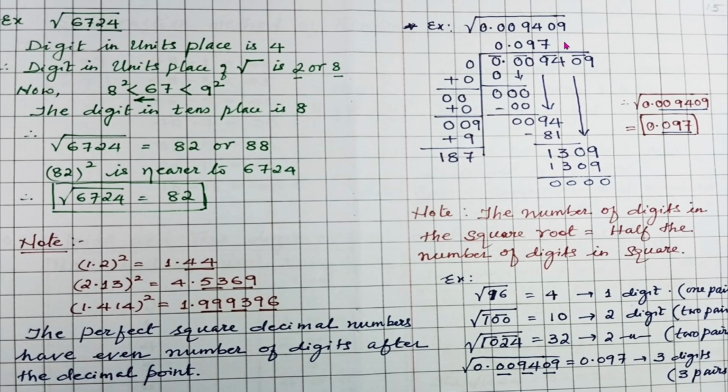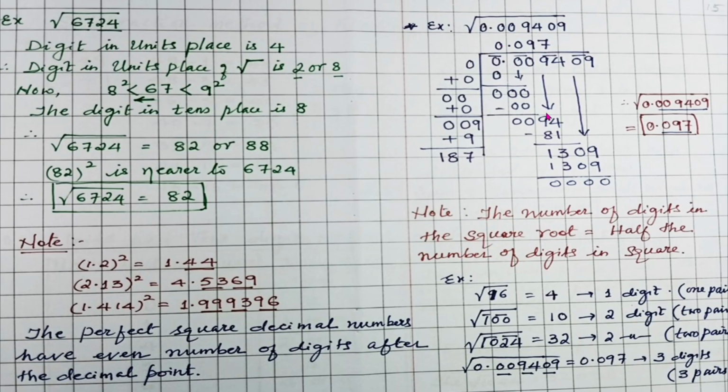Now let us understand how to find out the square root of a given decimal number. Now 0.009409 is the number. We want to find the square root of that, and for that, pair it. So 09 is one pair, 94 is another pair, 00 is another pair, and 0 is another pair. So we have got 4 pairs here. Therefore we have got 0.097 as the answer. There are 3 pairs after the decimal point, so there have to be 3 digits after the decimal point.